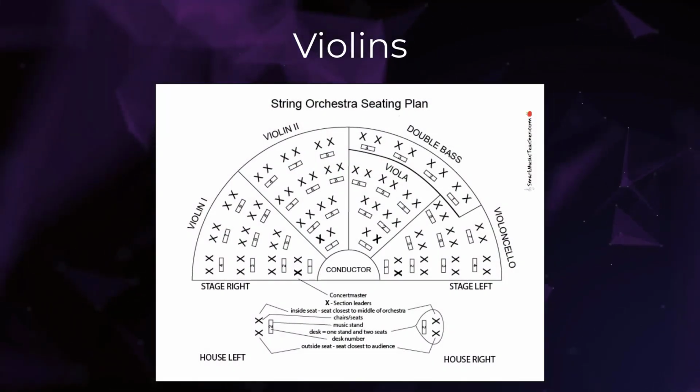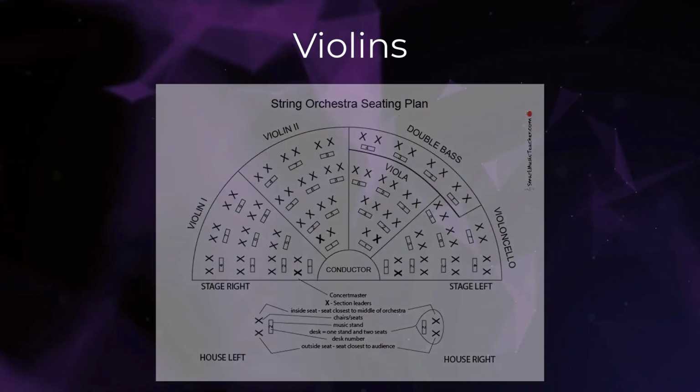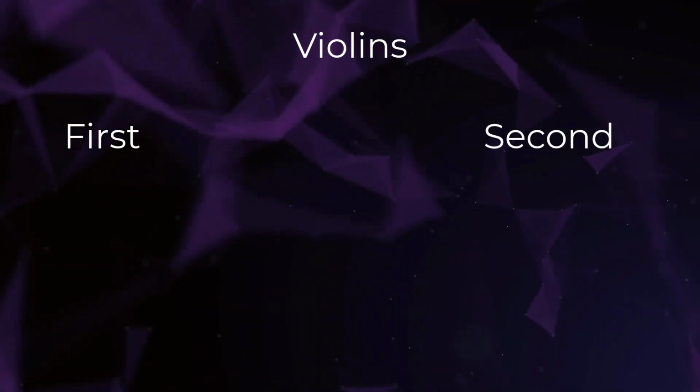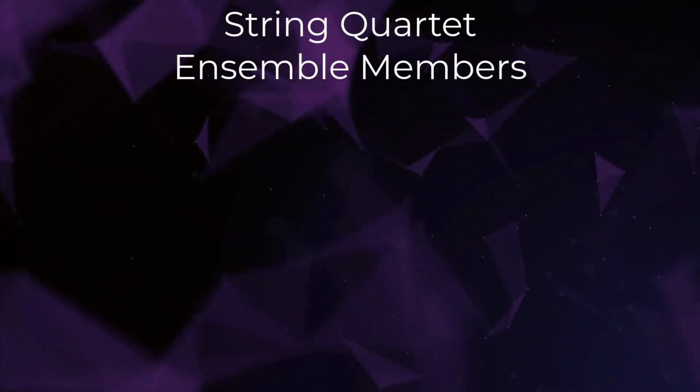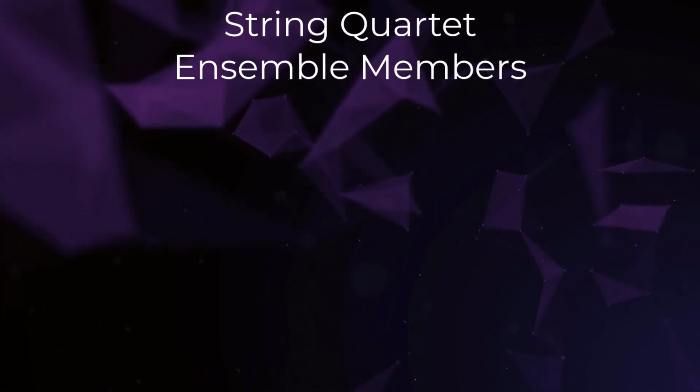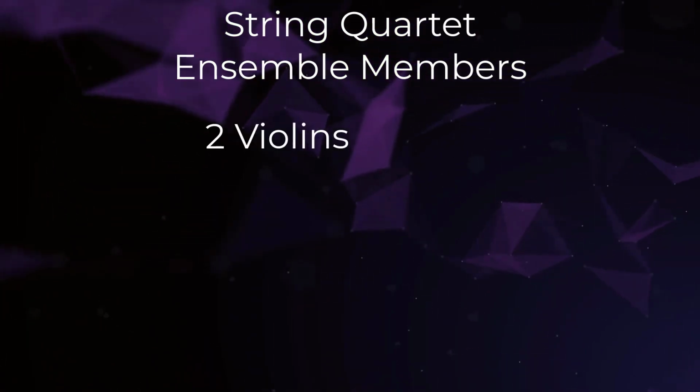Typically, there are 2 smaller sections of violins, aptly named first and second, and they are the highest voice in the string family. The 2 sections are playing the same instrument, but the typical string quartets written from the classical era onward call for 2 violins, a viola, and a cello.